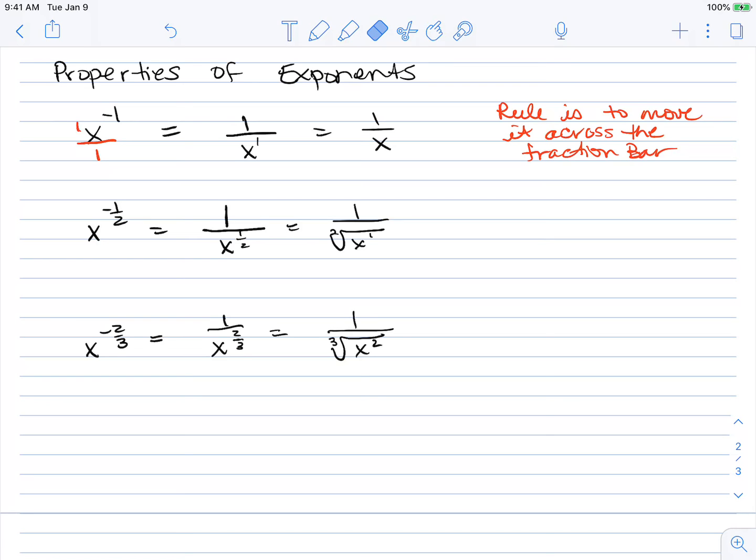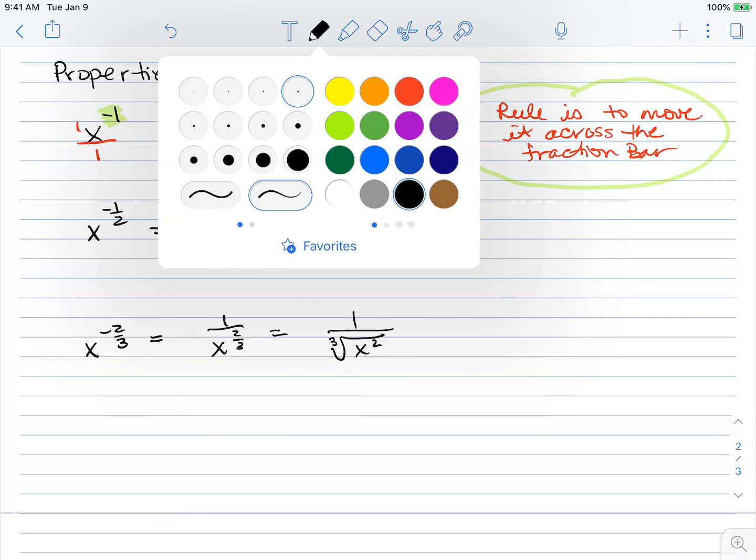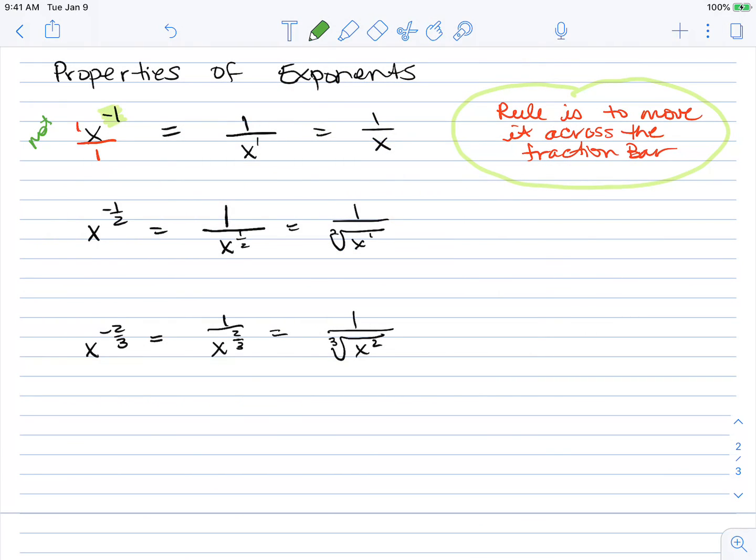So all we're doing is using that negative to mean notation. It's just move this thing to the denominator. So when you're doing any problems like that, just remember that this is a rule and that this right here is simply notation. So this is just notation.